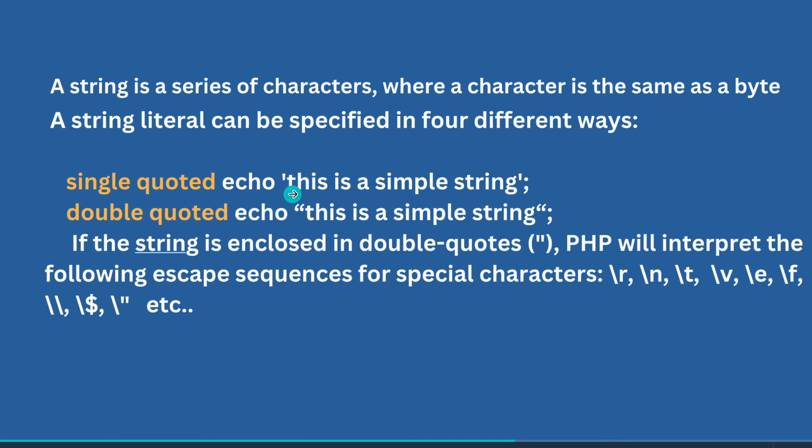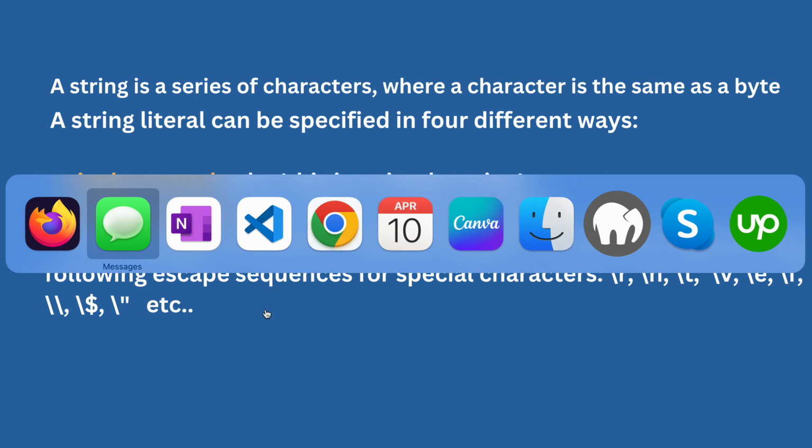If the string is enclosed in double quotes, PHP will interpret the following escape sequences for special characters: \r, \n, \t, \v, \e, \f, \\, \$. What is the meaning of escape? I am just coming to that.